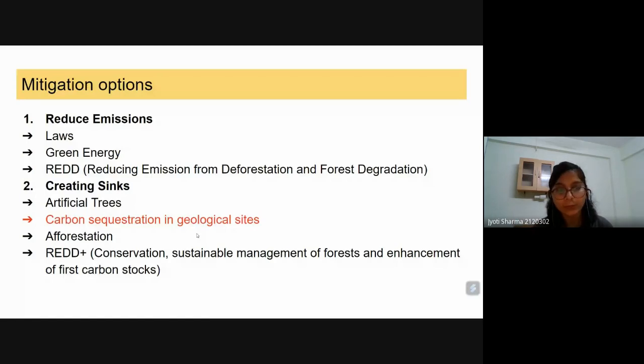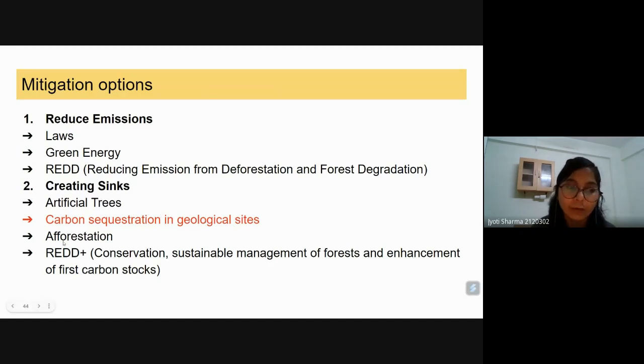Okay, so because there are carbon dioxide and calcium carbonate-like chemicals here, this will be the perfect site where we can store the CO2. So this is carbon sequestration in a geological site.